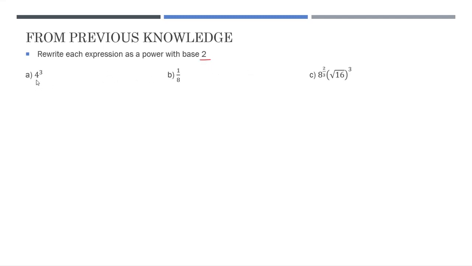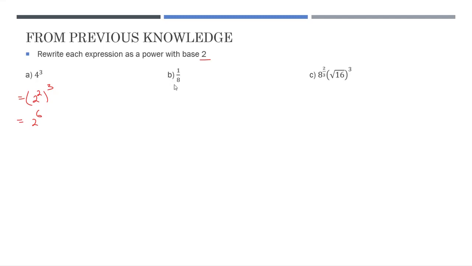So base 2, right now the base is 4. Well, I know that 2 squared is equal to 4. I still have that 3 though on the outside of those brackets. Now we have an exponent law, so we go 2 times 3, and that gets us 2 to the power of 6.